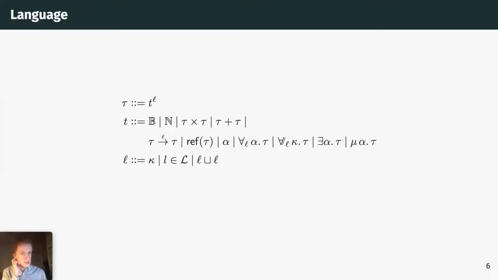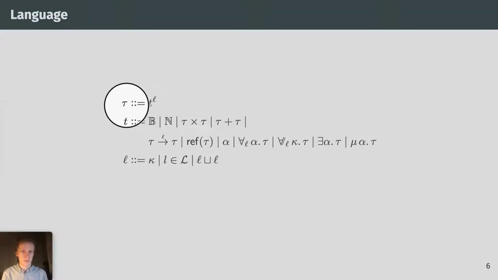Let me continue by fixing the language that we're studying. The language is an ML-like language with a call by value operational semantics. The most interesting part of the language is by far the type system. The types of the language, tau, consist of an unlabeled type T and a label L.